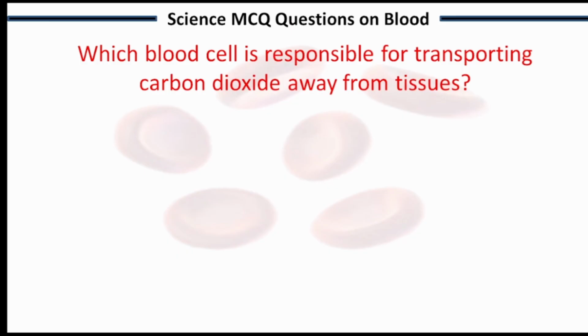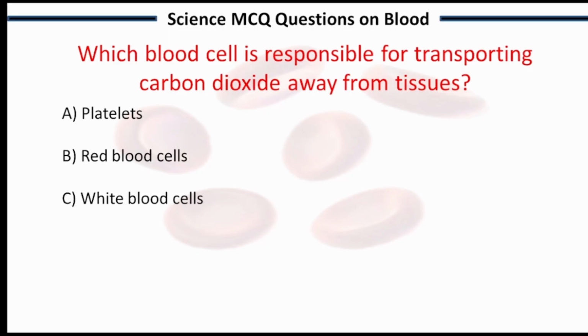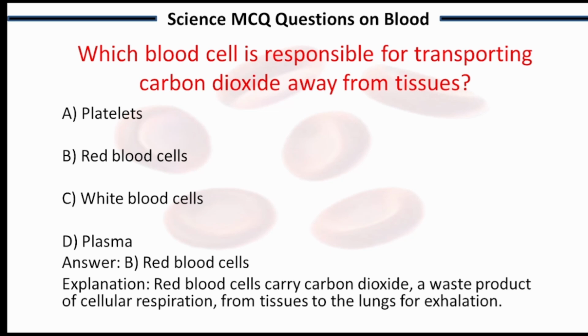Which blood cell is responsible for transporting carbon dioxide away from tissues? A. Platelets, B. Red blood cells, C. White blood cells, D. Plasma. Right answer is red blood cells. Red blood cells carry carbon dioxide, a waste product of cellular respiration, from tissues to the lungs for exhalation.